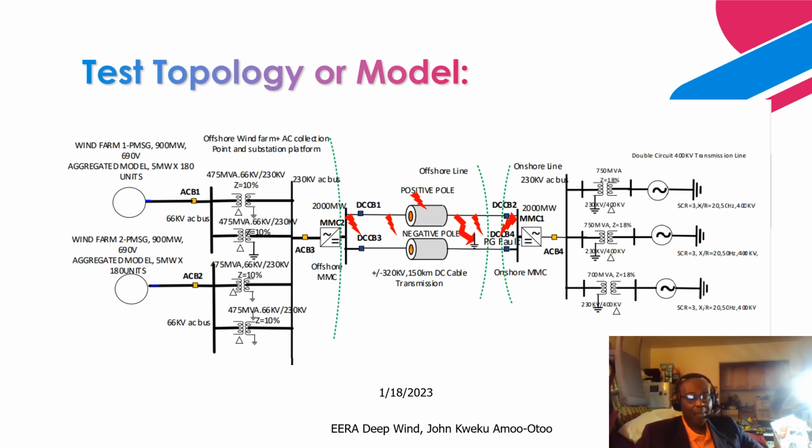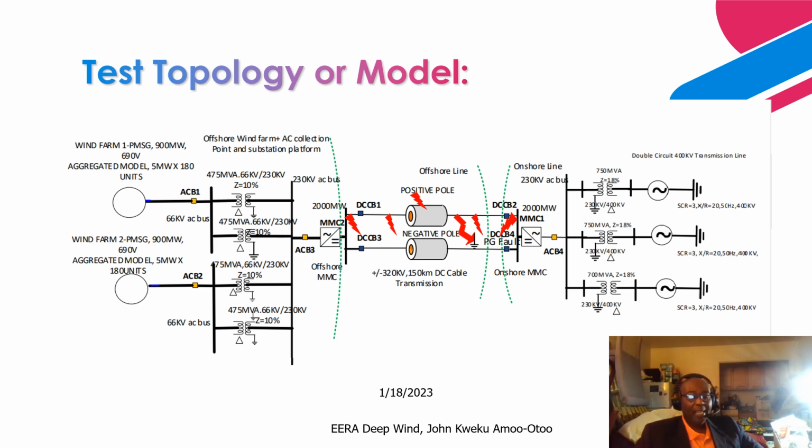That 66 kV AC cable goes to the low voltage side of this step-up transformer. That is rated, two of them in parallel, for each wind farm. Each one is rated at 475 MVA, and it steps the voltage from 66 kV to 230 kV with an impedance of 10%, to achieve a 230 kV AC bus.